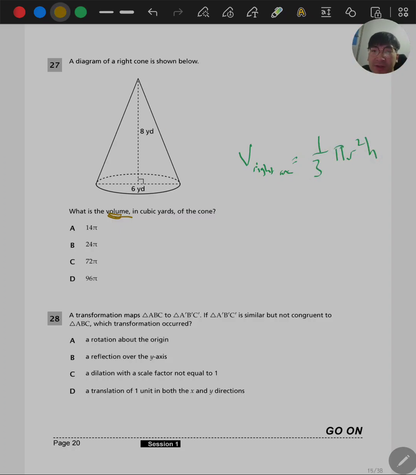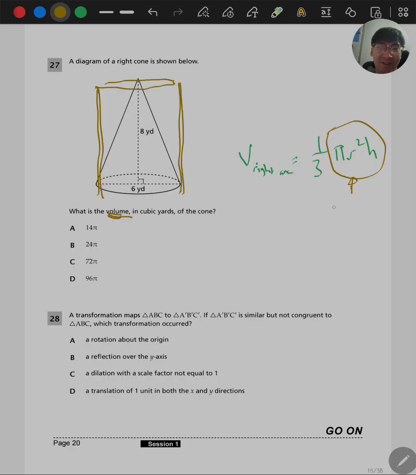A good way of remembering this is to think about a right cone. If I trap this inside a right cylinder like this, it looks like this is about 1/3 of the cylinder. And this thing here is the volume of a right cylinder. So that's a good way of remembering it, but all you have to do is use this formula.